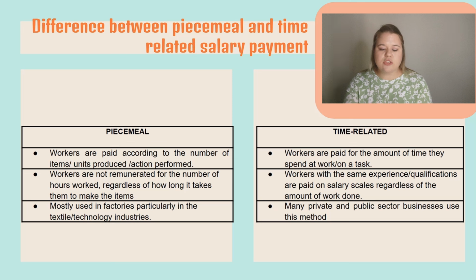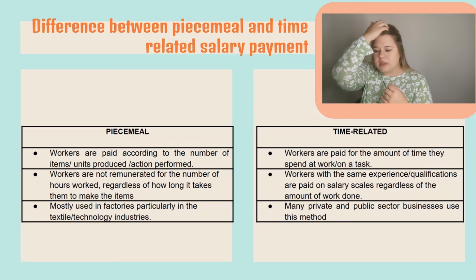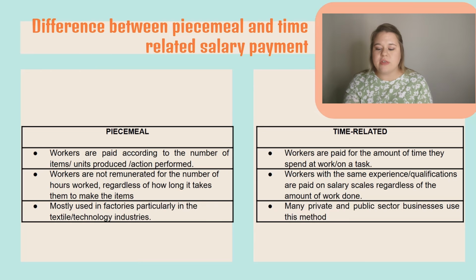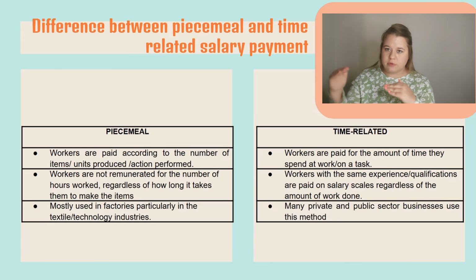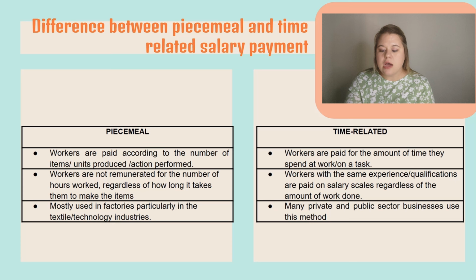All right, so workers are remunerated not for the number of hours of work, and regardless of how long it takes them. This is mostly used, as I said, in textile industries and the technology field. Time-related: workers are paid for the amount of time they work on a task or they are at work. Workers with the same experience and qualifications are paid on salary scales, which will then determine the hours of work, right? And then many private and public sectors use this method.